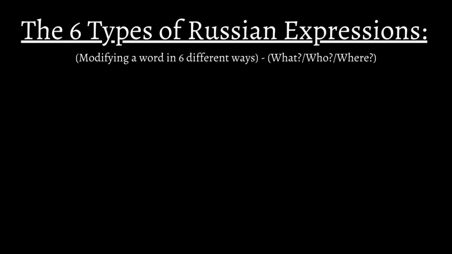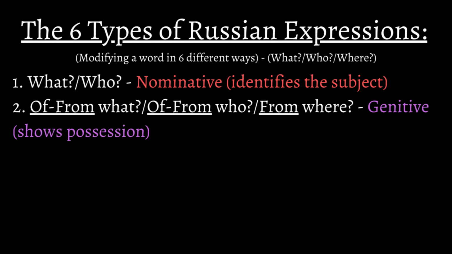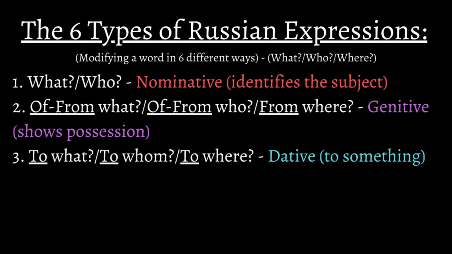The first type of expression in Russian answers what or who. The second type of expression answers of from what or of from whom. It can also be used with the question word from where. The third type of expression answers to what or to whom.